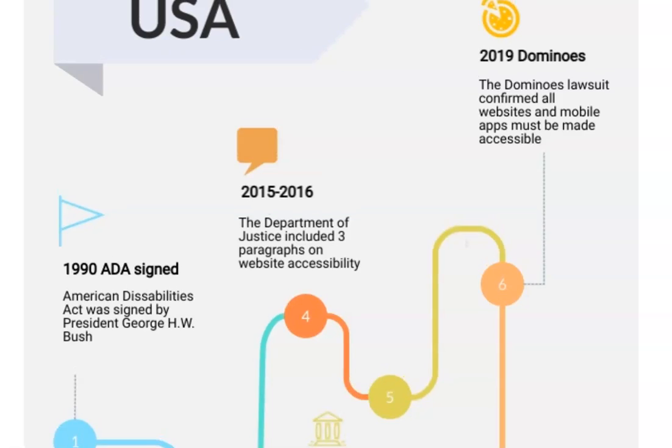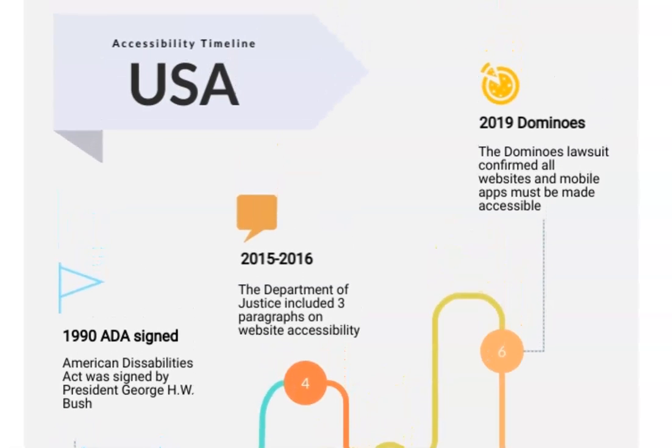So the first lawsuit really to note was in 2019 with Domino's. That actually took 3 years to go through the entire judicial process, and it ended up confirming that all websites, not just government websites, and mobile applications must be made accessible. That's how the court ruled that Domino's was at fault and that they needed to make their website and mobile apps accessible.